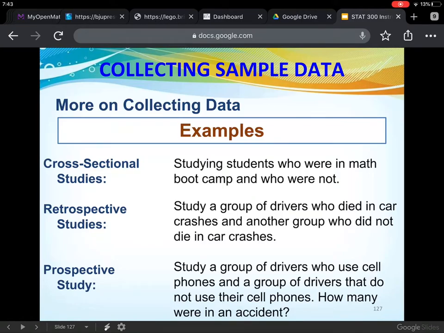So for instance, you want to study students who were in math boot camp and who were not, right? That would be called a cross-sectional study. Studying a group of drivers who died in car crashes and another group who did not die in car crashes. So you would have to take a look at the past and say, okay, these people died and these people did not. And then a prospective study would be taking a look in the future. So you're studying a group of drivers who use cell phones and a group of drivers who don't, and then see who ends up dead and who doesn't. How many were in an accident, right? That would be you taking a look at the result in the future.